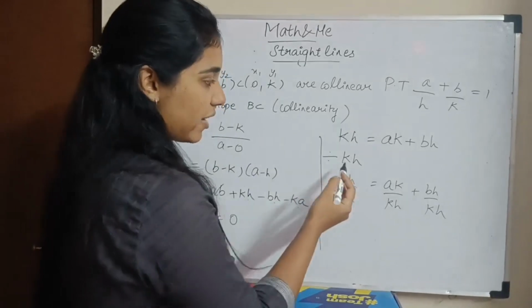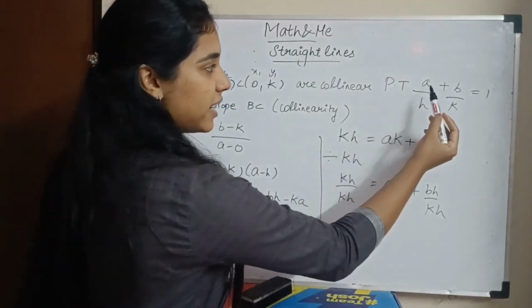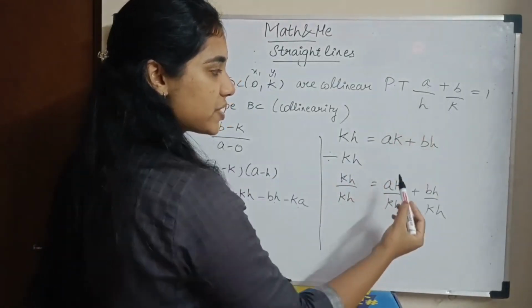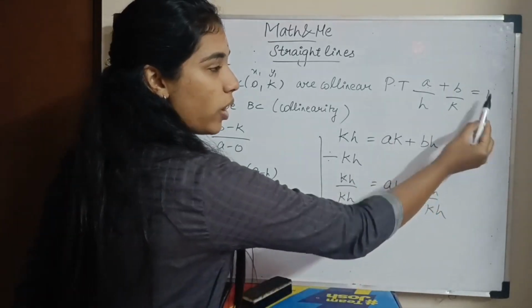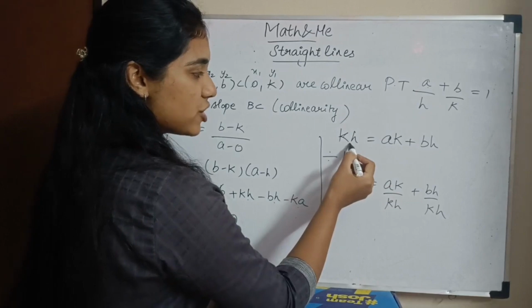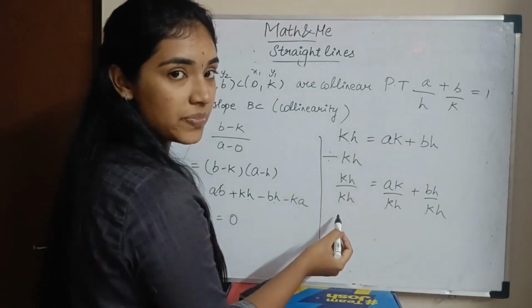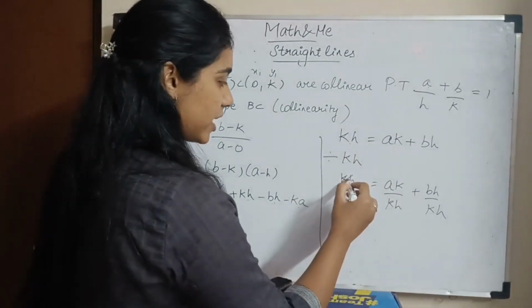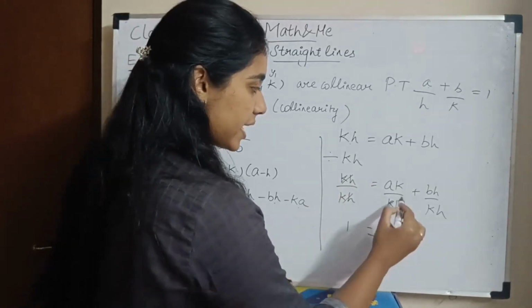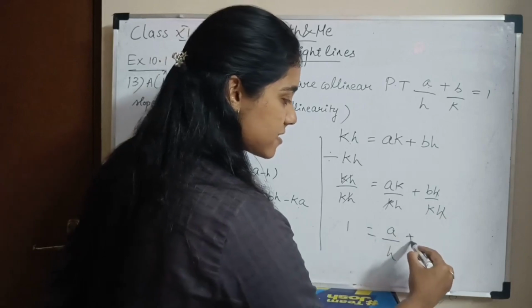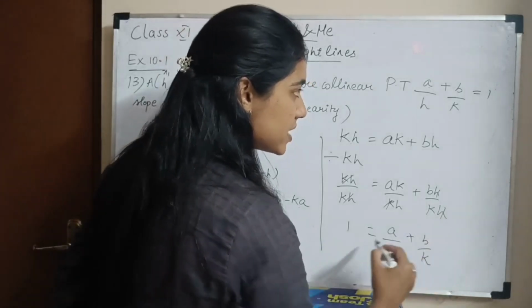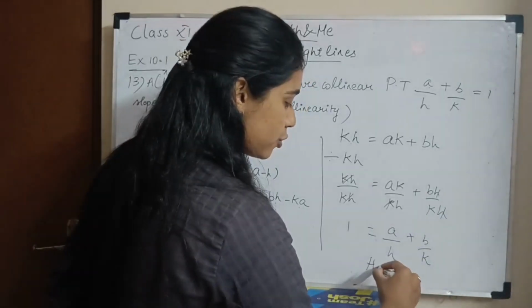How did I know that I will have to divide by KH? I see that the numerators are A and B. So I have taken A and B on one side. I see that I also need a 1 on the other side. So I have a KH here. To make this a 1, I have to divide it by KH. So that's the trick. So here I cancel, it becomes 1. K and K get cancelled. I have A by H. H and H get cancelled. I have B by K. So that's how you prove it. Hence, true.